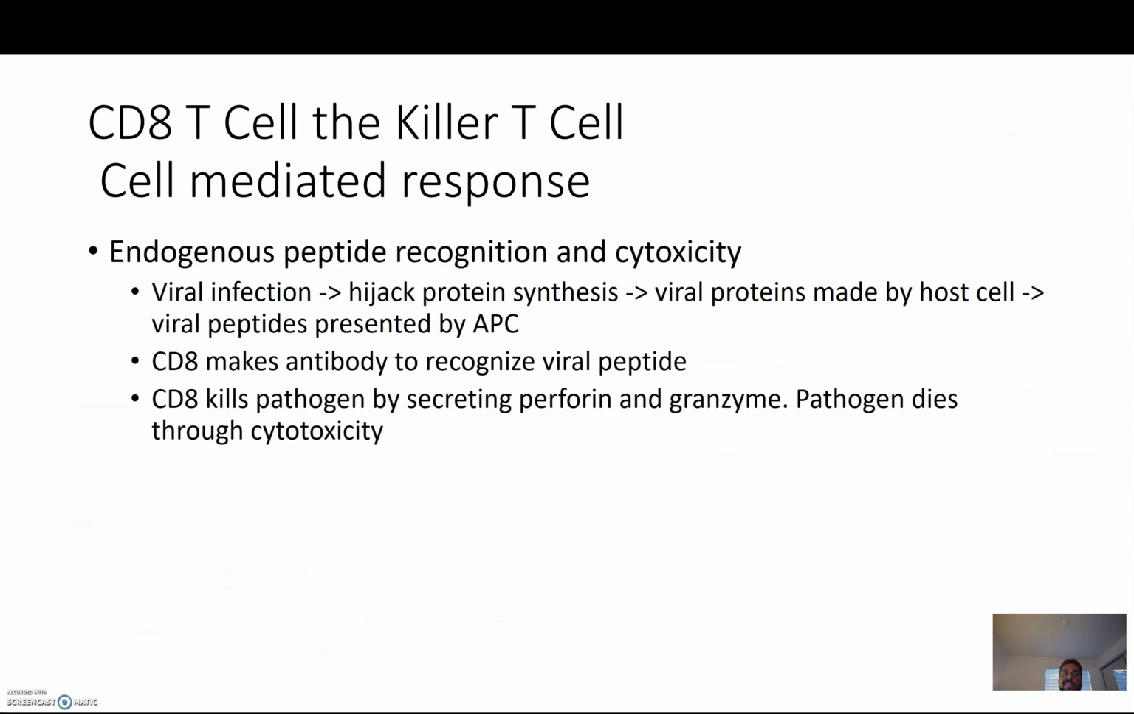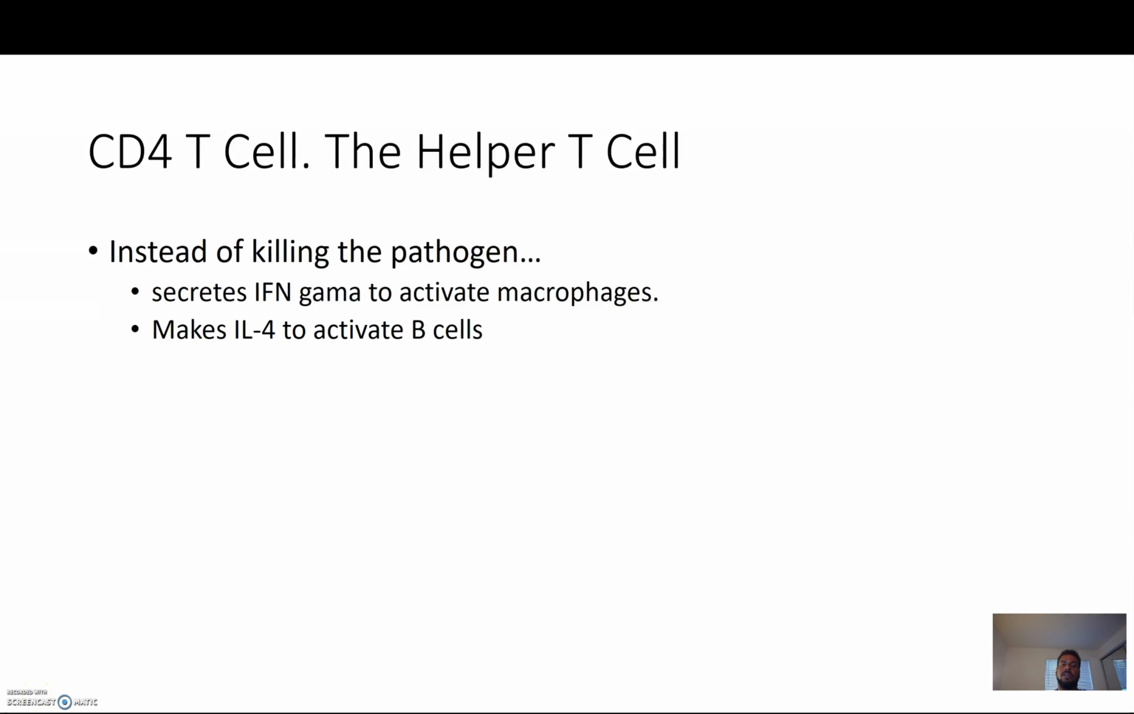Alrighty, we have our CD8 T cell. It's the killer T cell. We haven't yet learned the details of exactly how it goes through and kills the pathogen, but it's written out over here. It comes down to secreting the enzymes perforin and granzyme, and then it makes that cell cytotoxic, and the pathogen dies. The CD4 T cell, or the helper T cell, doesn't kill the pathogen. It secretes interferon gamma to activate macrophages, or it makes IL-4, and that activates B cells.